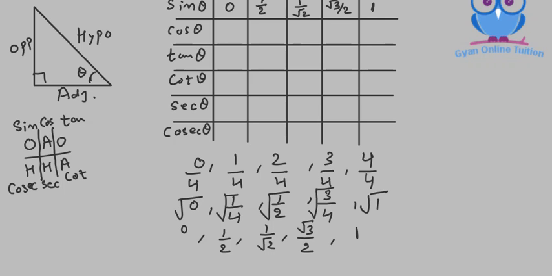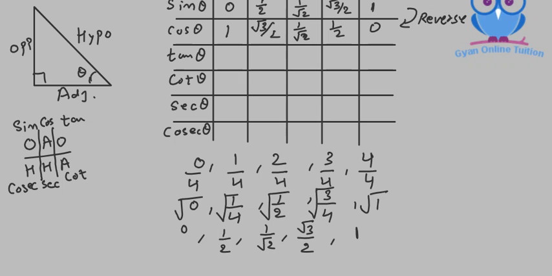Now there is a trick to make the next table. What we have to do is reverse the order. So the last one, 1, comes in the first place. Then root 3 by 2, the second last becomes the second place, the third becomes the third place, this will become 1 by 2, and this will become 0. These are all the cos values for 0, 30, 45, 60, 90.